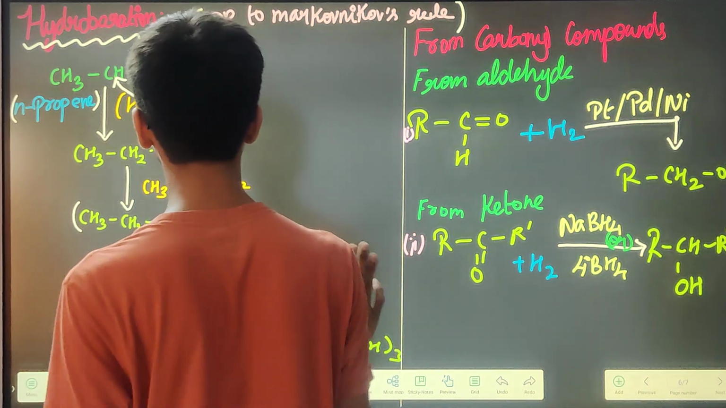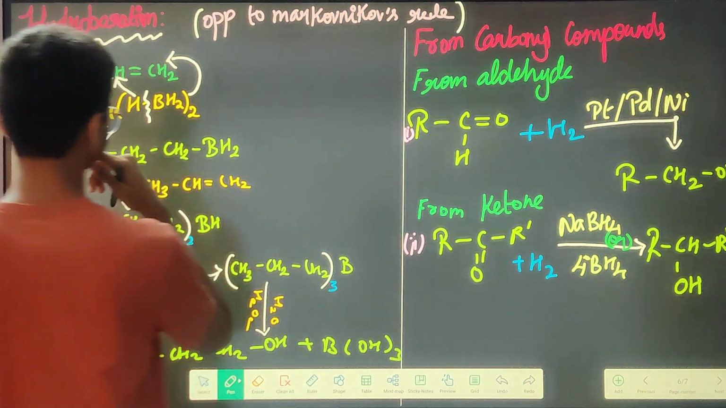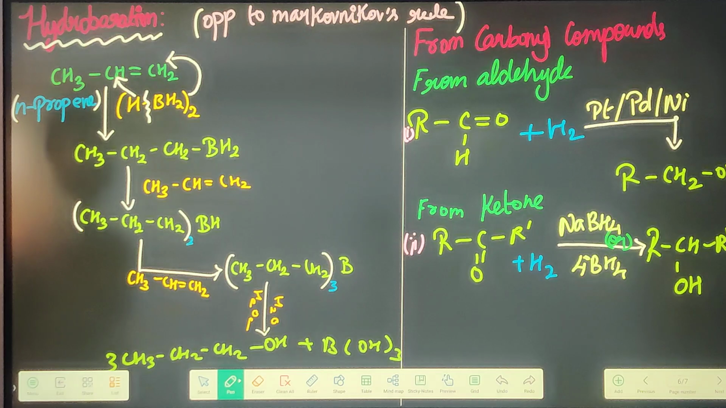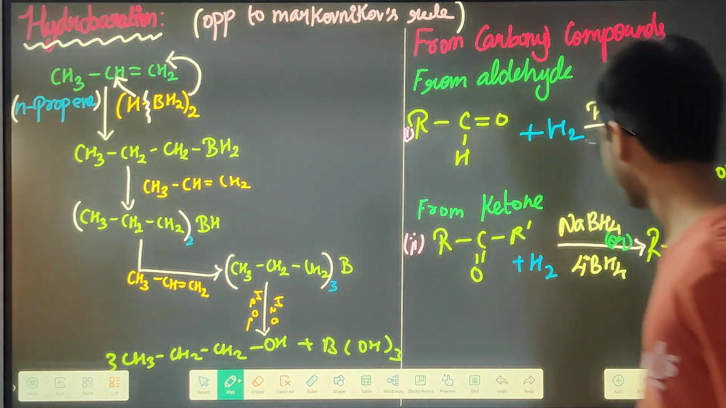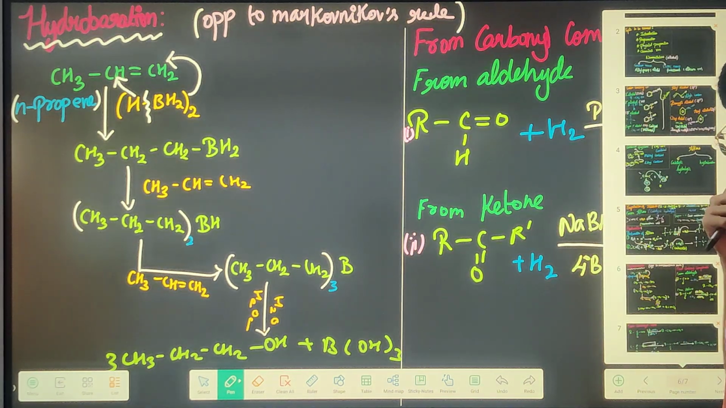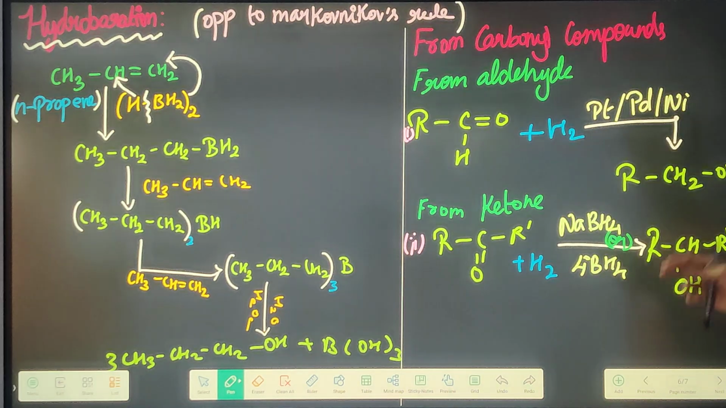And make sure that you just remember it: it is opposite to Markovnikov's rule. Hydroboration is actually opposite to your Markovnikov's rule. Actually, the negative addendum should go to the least hydrogenated carbon, and hydrogen should go to the most hydrogenated one. Okay, it is opposite.